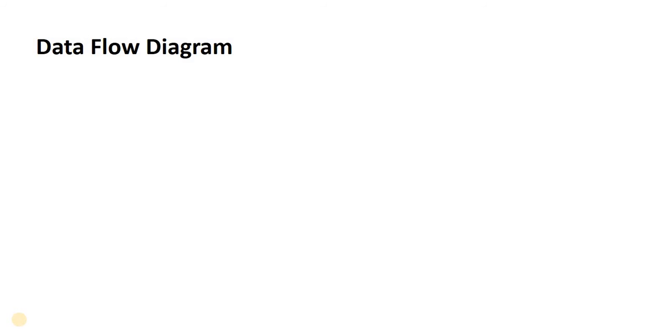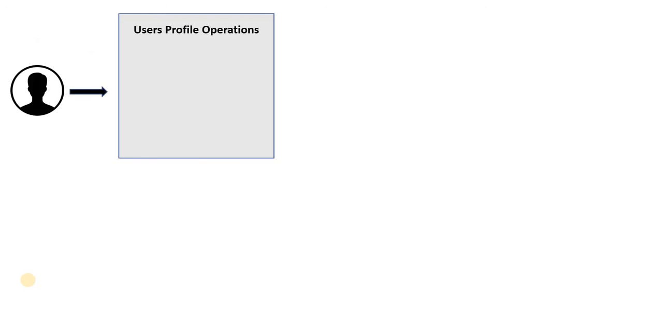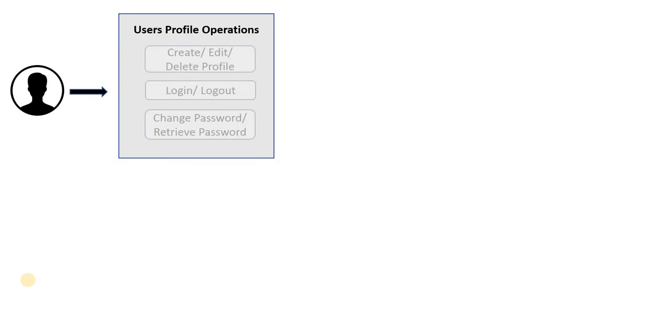So now coming to the data flow diagram, here I am going to explain to you how the user will be operating in our system, like what are all the sequence of operations an end user will do in our system. So you can see, the end user, the first thing he is going to do is user profile operations. The first thing the end user should do is create his profile and log in.